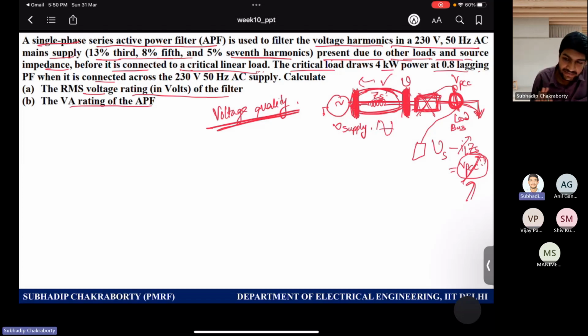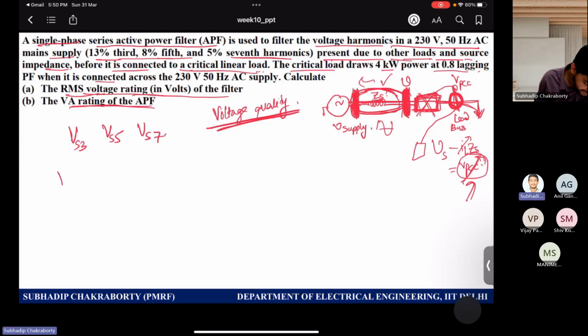So voltage quality we are talking about. The problem simply asks you to calculate the RMS voltage rating of the filter as well as the volt ampere rating of the active power filter in this condition. So what are the voltages that are handled by the filter? You need to understand. It is VS3, VS5, and VS7.